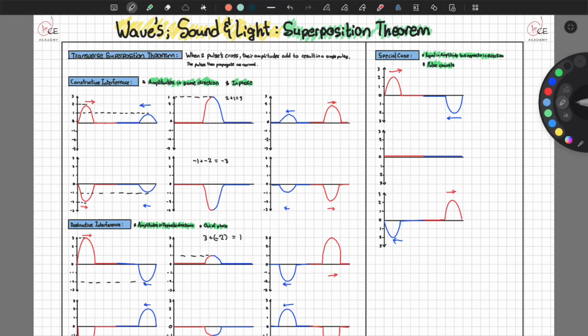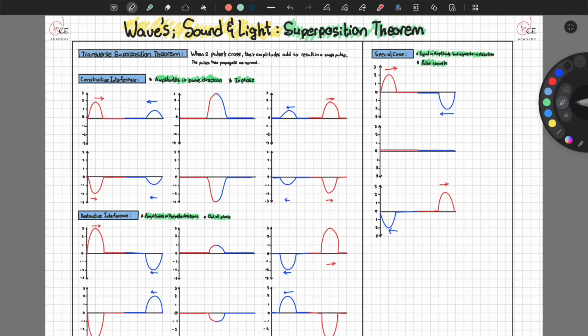In this video, we will be going over the superposition theorem for transverse pulses. In the previous video, I covered what a transverse pulse is. I explained how a transverse pulse is created and how it propagates through a medium. In this video, we are going to be investigating what happens when two pulses cross.